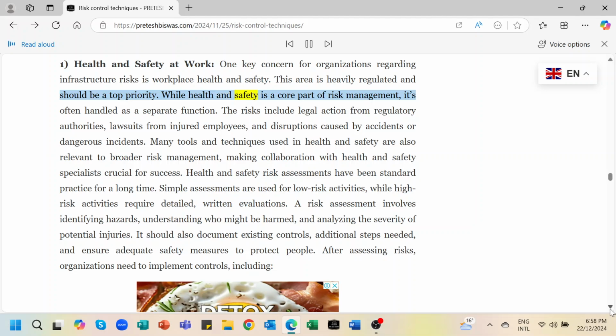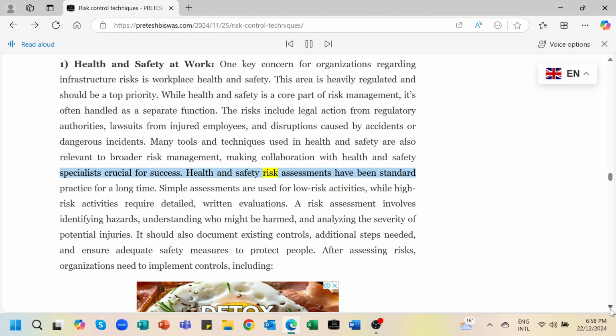While health and safety is a core part of risk management, it's often handled as a separate function. The risks include legal action from regulatory authorities, lawsuits from injured employees, and disruptions caused by accidents or dangerous incidents. Many tools and techniques used in health and safety are also relevant to broader risk management, making collaboration with health and safety specialists crucial for success.